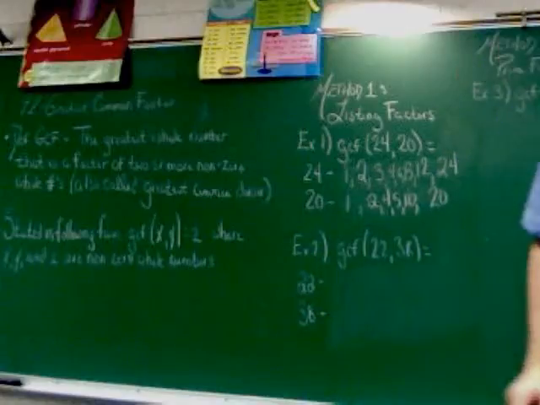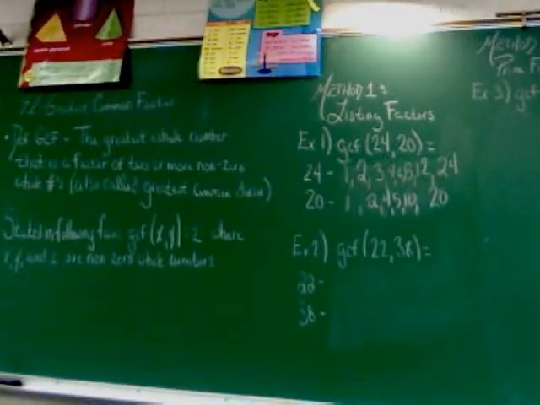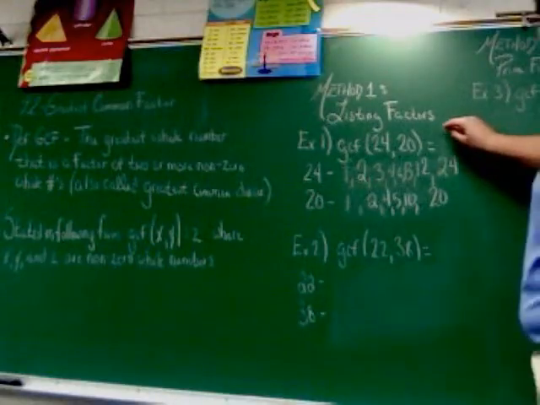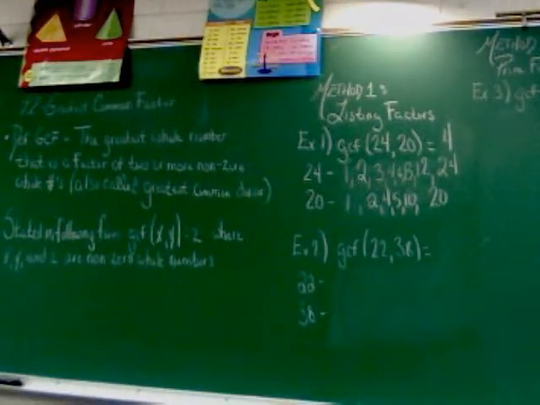Now, it's not called the greatest common factor for no reason. I have to find now the biggest number that's in both lists. The biggest number that shows up in both lists is 4. So the greatest common factor of 24 and 20 is indeed 4.